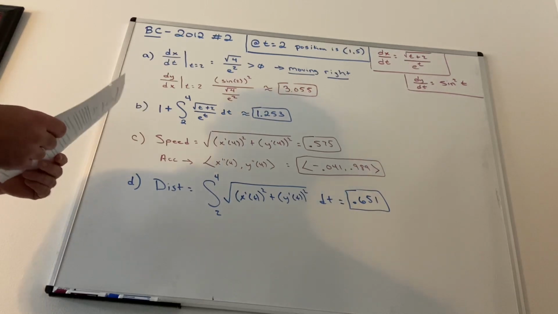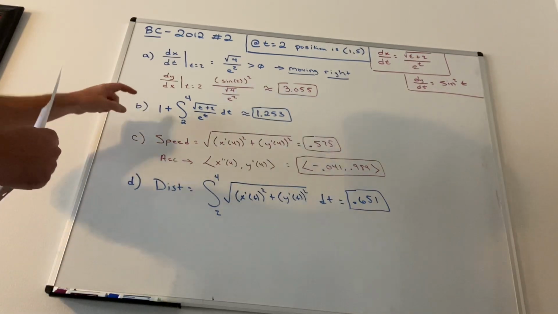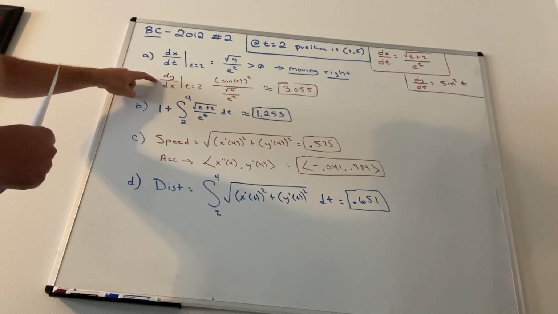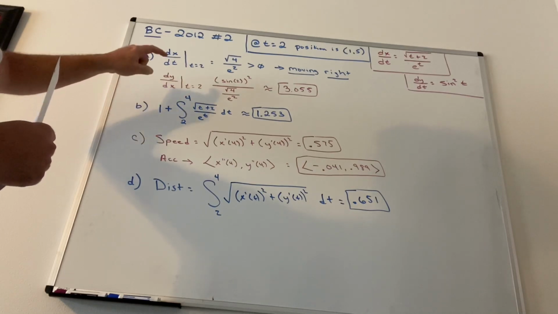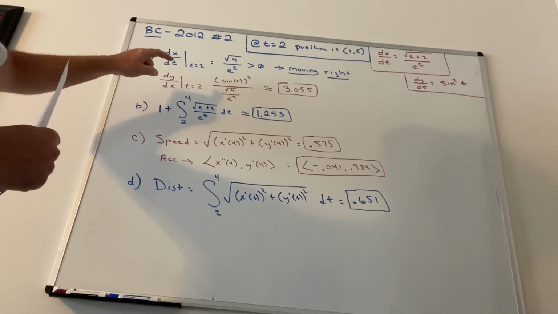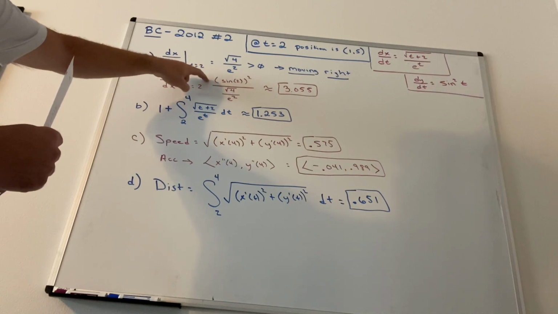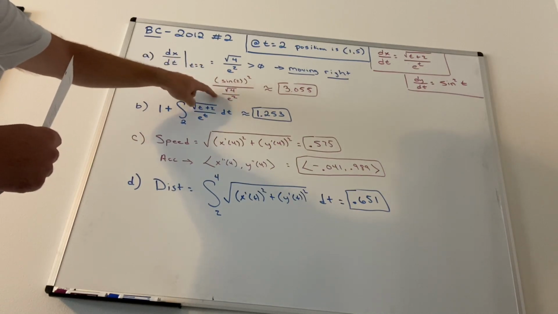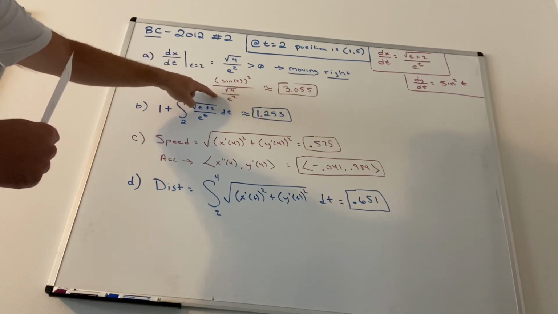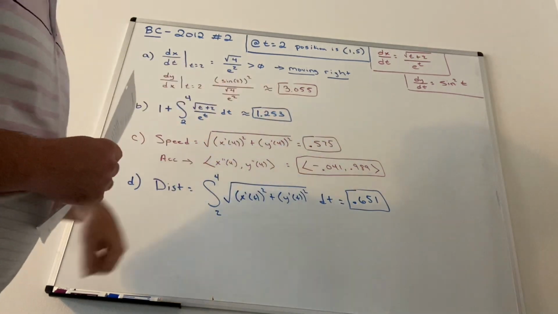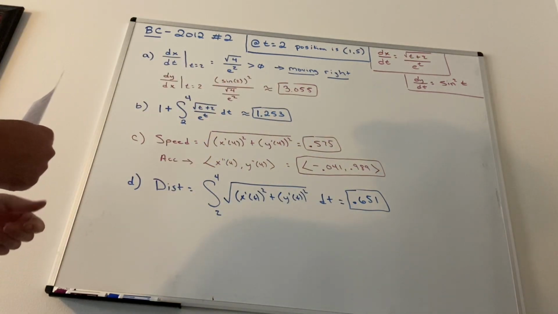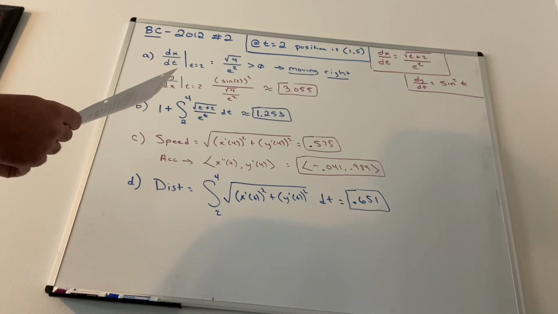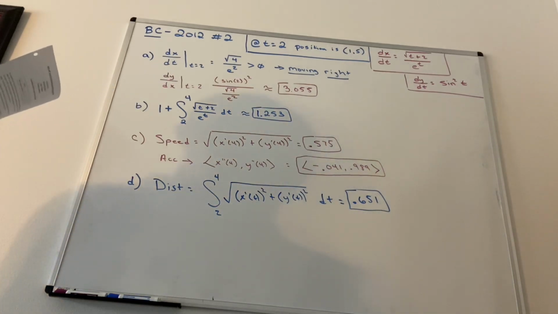time 2. So remember in parametric that dy/dx is equal to (dy/dt) over (dx/dt). So I've plugged a 2 into dy/dt, I've plugged a 2 into dx/dt, and then push buttons, and I got 3.055. Okay, part B, it says find the x-coordinate of the particle's position at time 4.